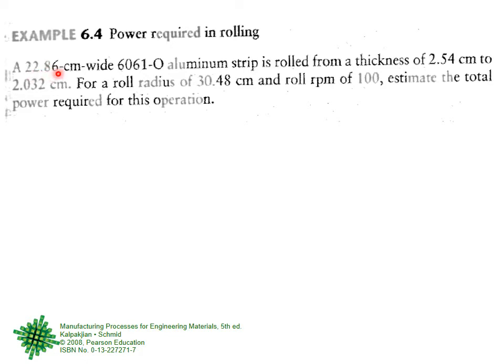A 22.86 centimeter wide, so W is given, 6061O aluminum strip. So this is the material, an aluminum alloy, 6061O. It is rolled from a thickness of 2.54 centimeter to 2.03 centimeter. So this is H naught, this is HF, isn't it? For a roll radius of 30.48, capital R, and a roll RPM of 100, capital N, estimate the total power required for this operation.